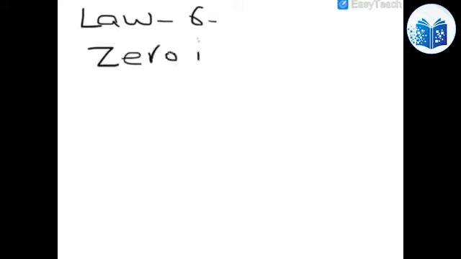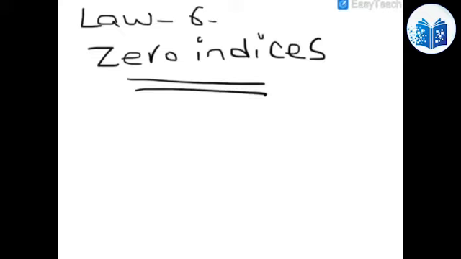So today we are going to be starting with the new law of indices. We may call it law number 6, or simply this law number 6 is called zero indices. Okay, now how do we actually calculate this zero indices?